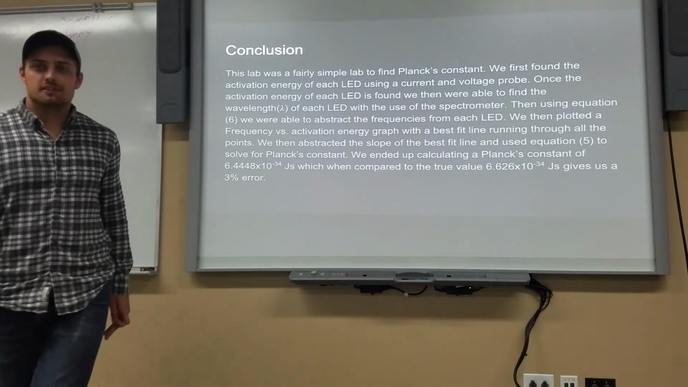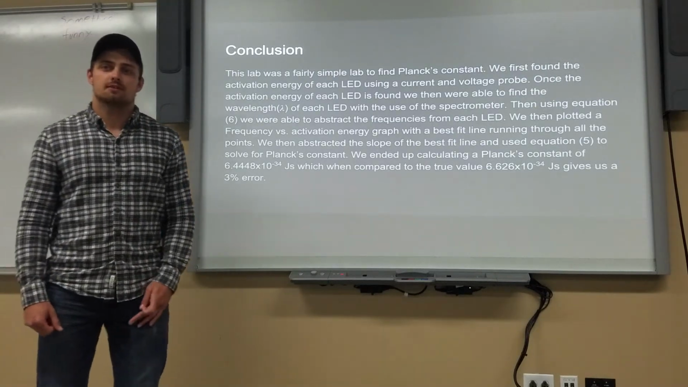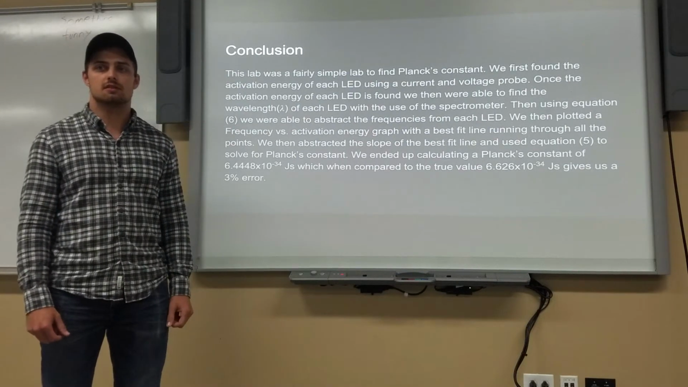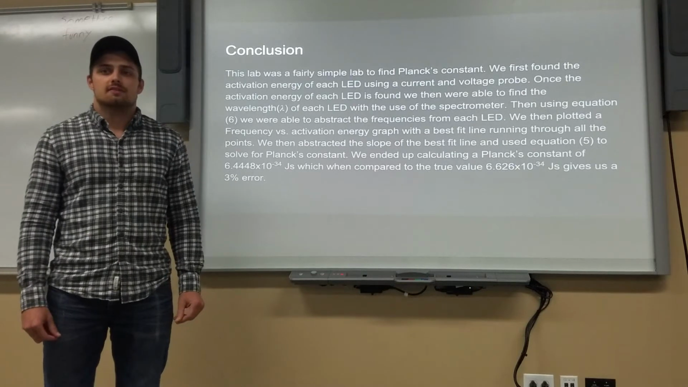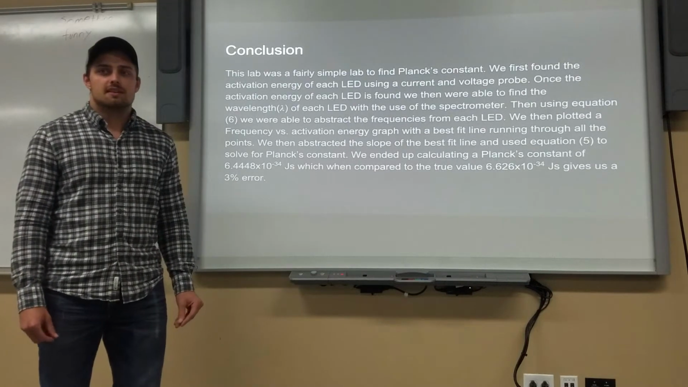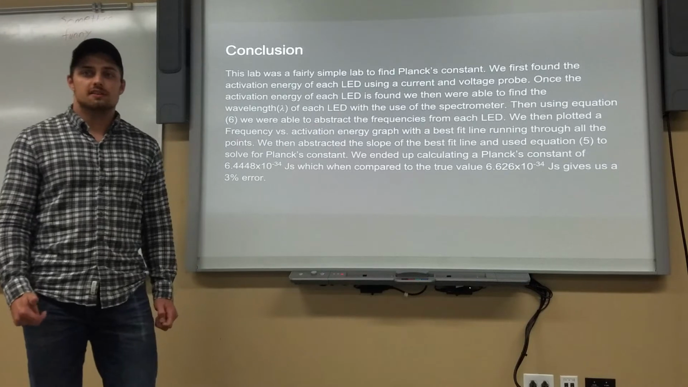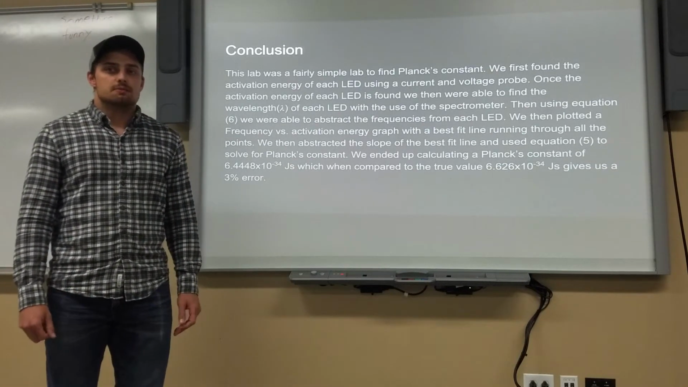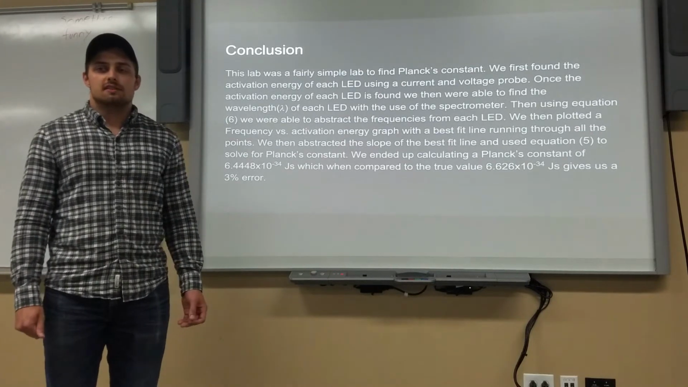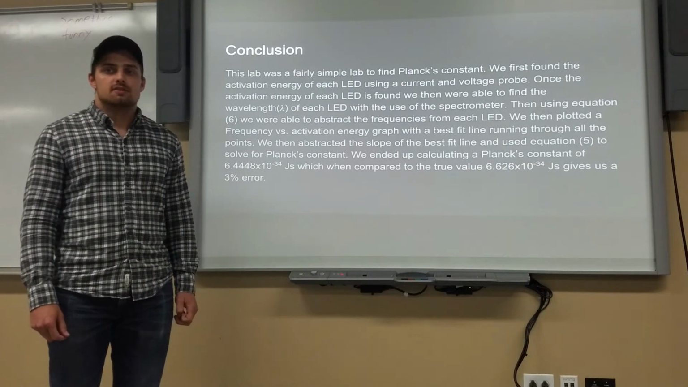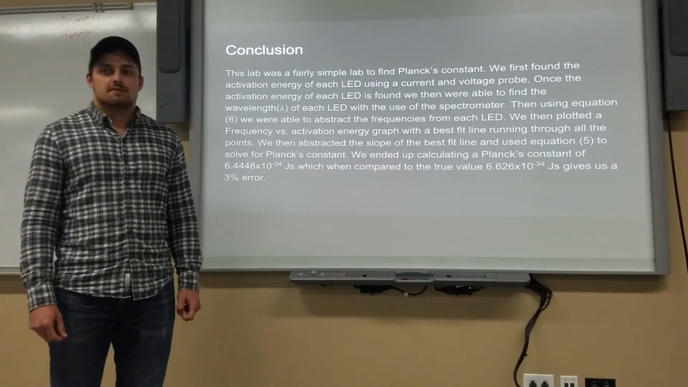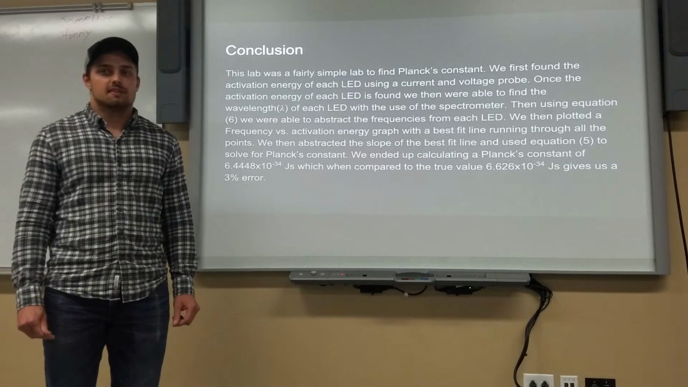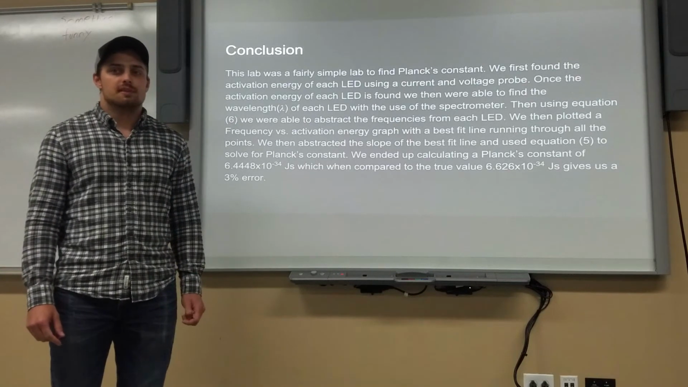And for our conclusion here, this lab was a fairly simple lab. To find Planck's constant, we first found the activation energy of each LED using the current and the voltage probe. Once the activation energy of each LED was found, we then were able to find the wavelength of each LED with the use of the spectrometer. Then using equation 6, we were able to extract the frequencies for each LED. We then plotted a frequency versus activation energy graph with a best fit line running through all the points. We then extracted the slope from the best fit line and used equation 5 to solve for Planck's constant.